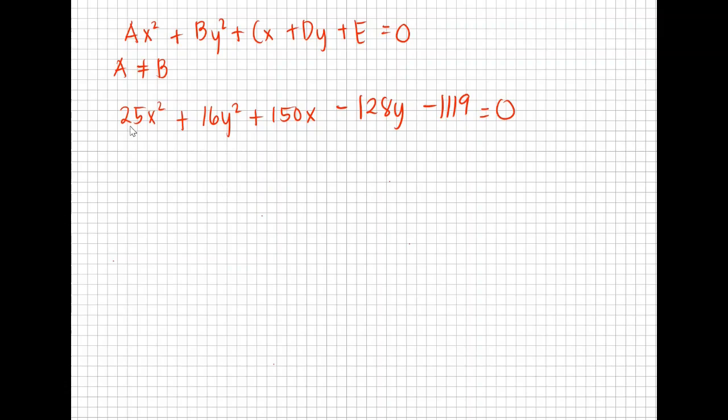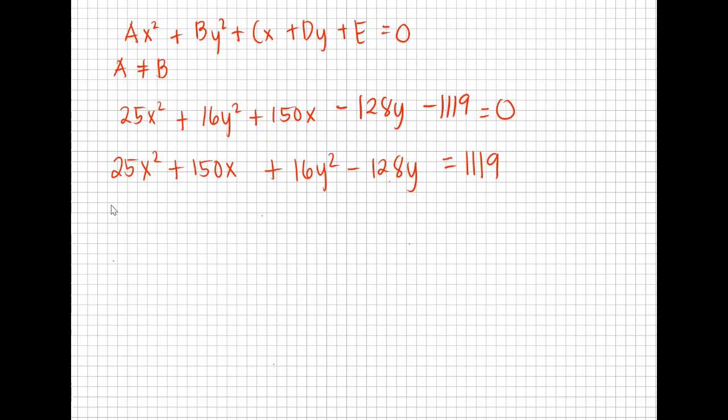So since a here is not equal to b, then we can rewrite this equation as 25x squared plus 150x. You regroup all x and all y's and transpose the constant. So we have plus 16y squared minus 128y equal to 1119.